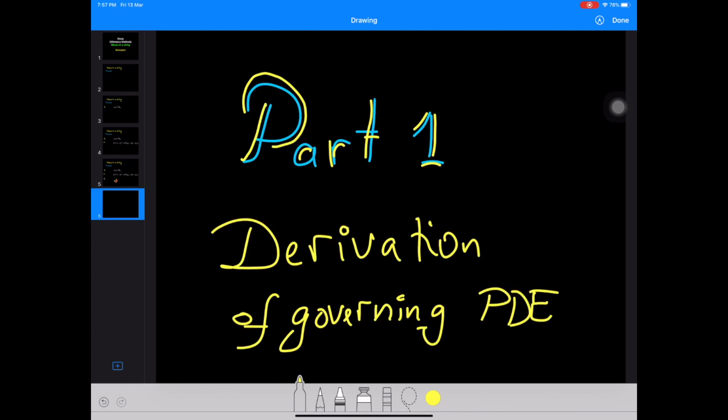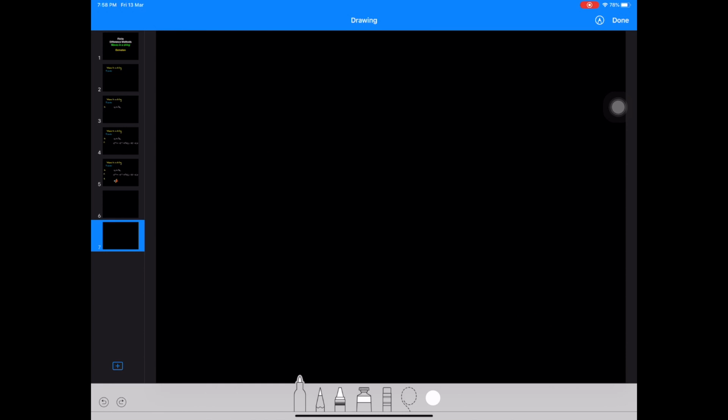Okay, so let's start part 1, which deals with derivation of the governing PDE of the waves in a string. So let's consider a string, and this string is vibrating, okay? And this is the axis that shows the length of the string, let's say from 0 until L. And here we have the vertical displacement of the string. So it's denoted by U.